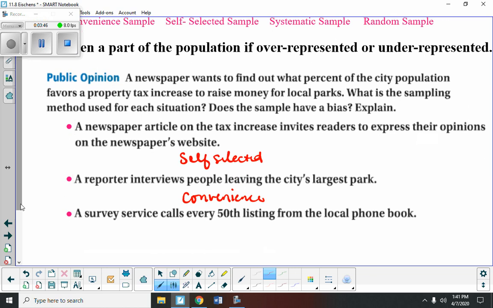The next one says a survey service calls every 50th listing from the local phone book. Well, that would be a systematic sampling.